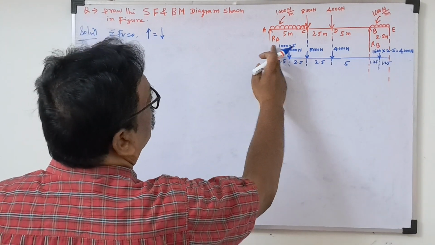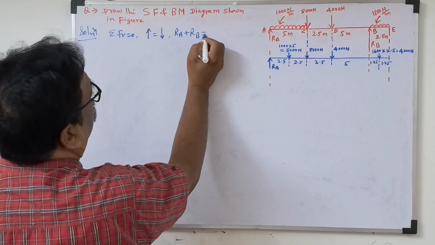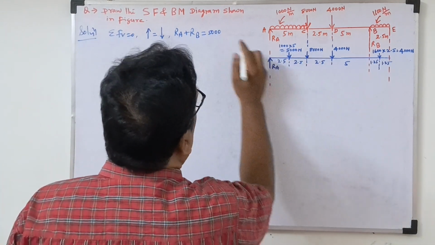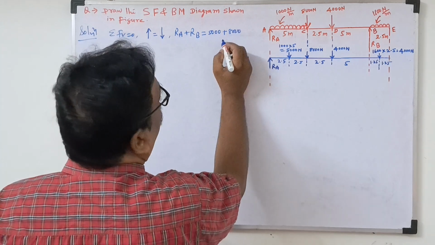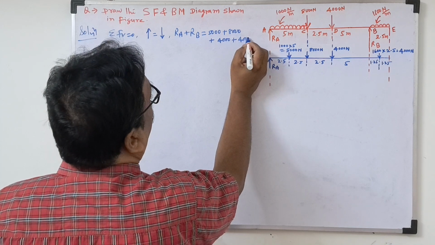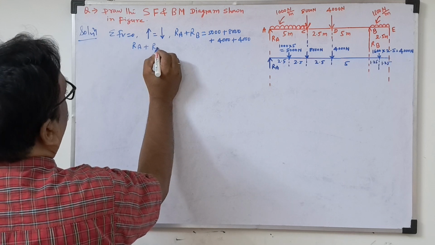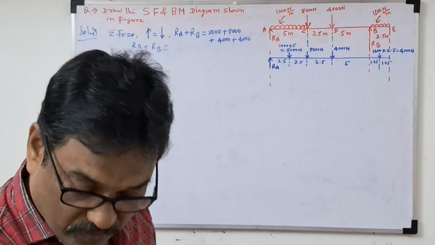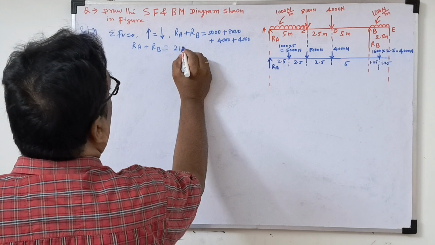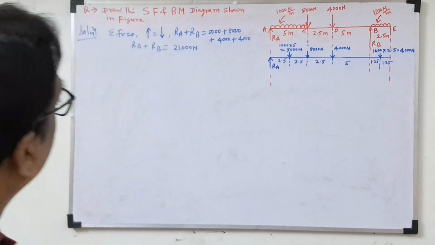What is the total upward force here? RA plus RB. So RA plus RB is equal to the downward force: 5,000, see, I directly converted the load, plus 8,000 plus 4,000 plus 4,000. So RA plus RB is equal to, we have the calculation for that, 21,000 Newton. RA plus RB is equal to this much.